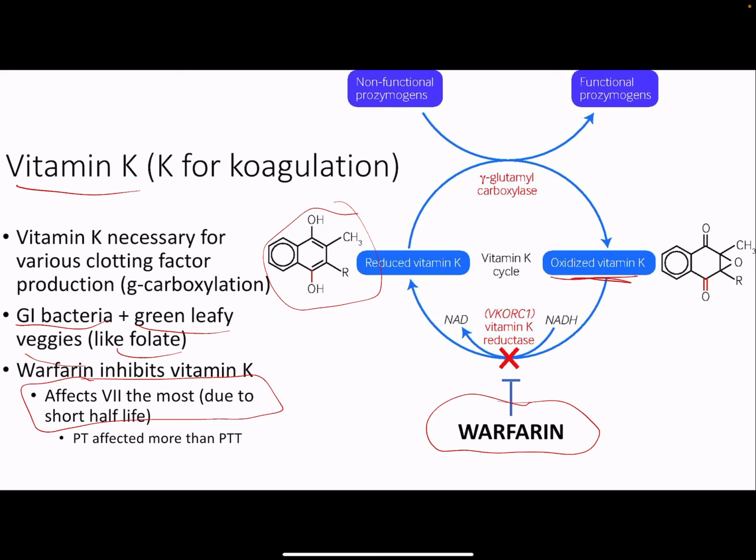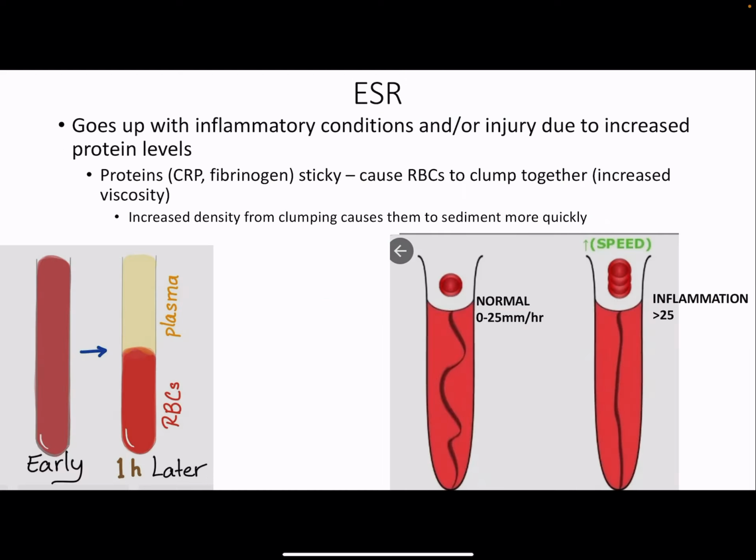Point being, warfarin takes a while to kick in for the most part, because you would have to wait for your current coagulation factors to basically degrade and go away. And then it's the fact that you're not producing any new ones. Now, because 7 has the shortest half-life, that is going to be the first one affected by the lack of production. So that means that the PT is affected way more than the PTT. This is going to be in stark contrast to heparin, where the PTT is more affected. That's something we'll talk about soon when we talk a little bit more about the medications.